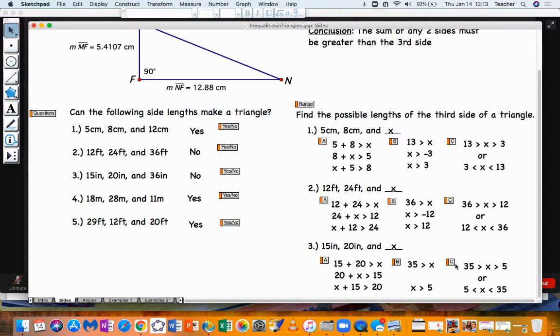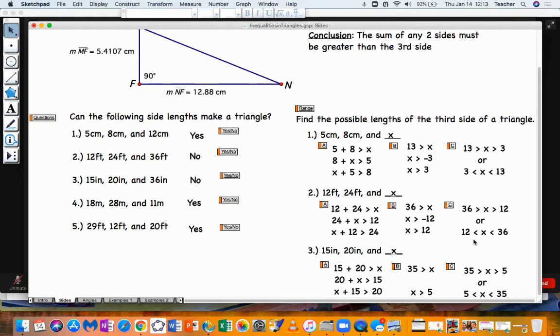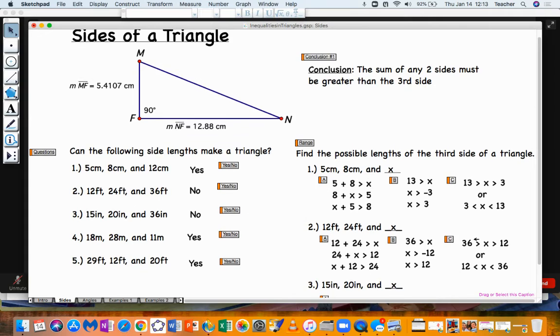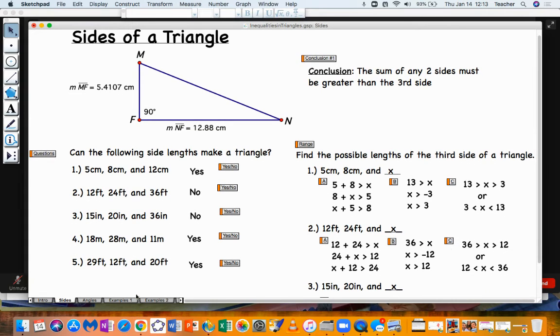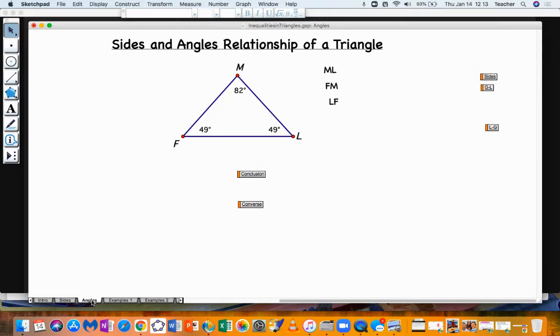Add them, that's the 35. Subtract them, that's where I get the 5. All right, so that's how you find the potential third values or third side lengths of triangles. All right, let's talk about how angles work.